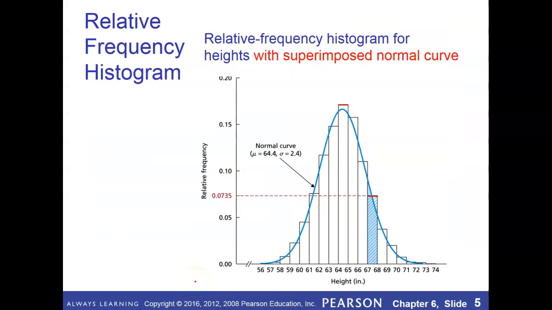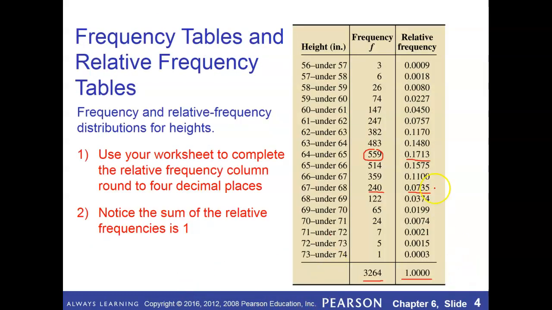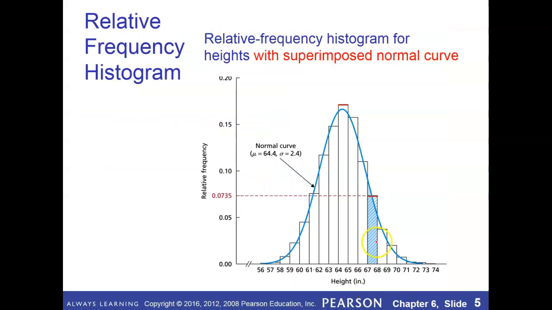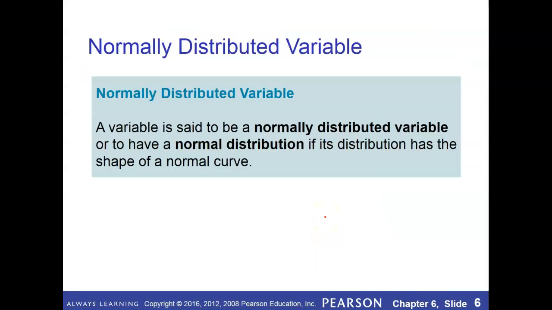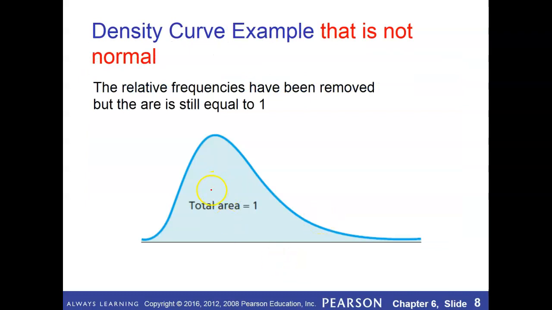We can go back to here. We know that all the probabilities, all the relative frequencies add up to 1, and all of the relative frequencies are these bars. So all the areas of these bars add up to 1, and if the superimposed normal curve is a reflection of those bars, then that has an area of 1. So what that means is that even if it's not normal, the area underneath a density curve is always equal to 1. So that's what we're talking about here, these density curves. And it's always equal to 1. It'll always be above the x-axis.